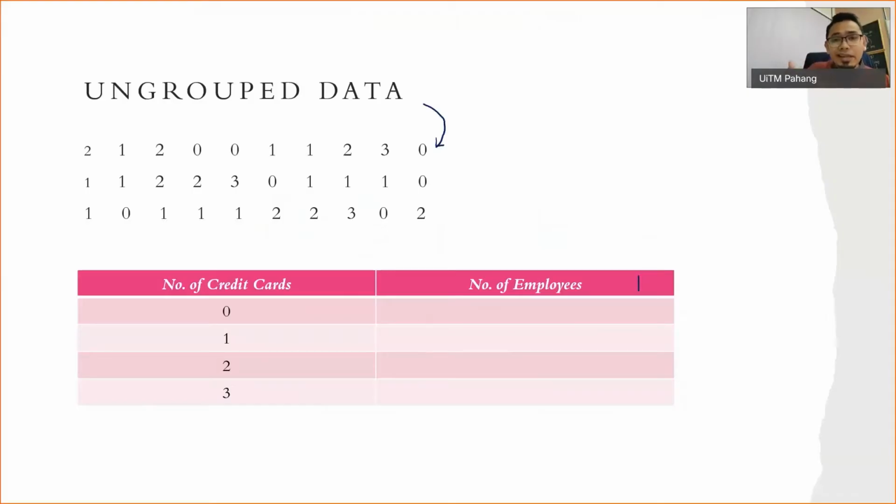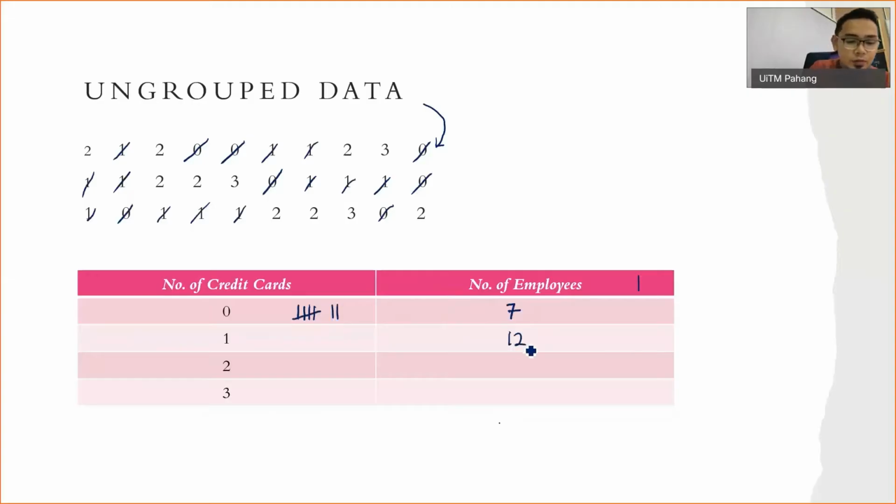So now we are going to put it in a table. We're going to count, like in the categorical data, we can also use this method. So meaning to say that for 0 we have 7. For 1, we count 1, 2, 3, 4, 5, 6, 7, 8, 9, 10, 11, 12. So we have 12 ones.